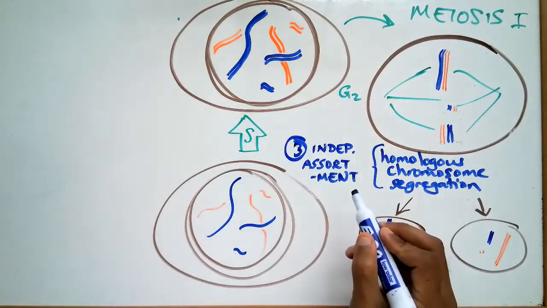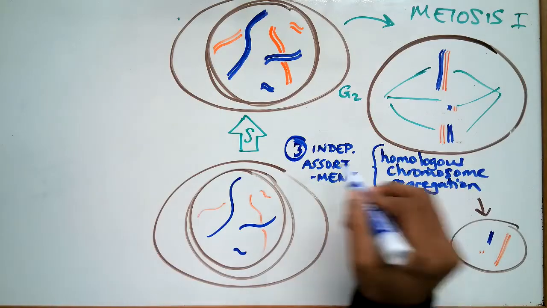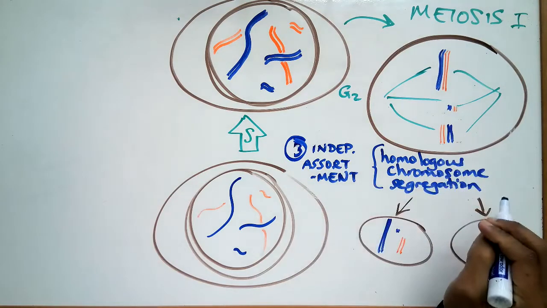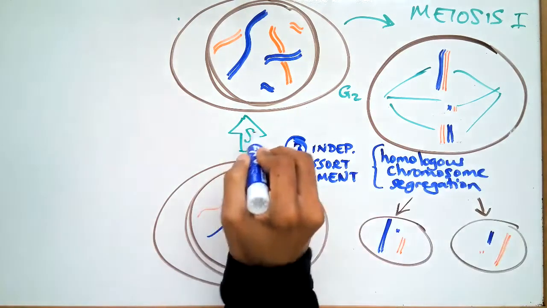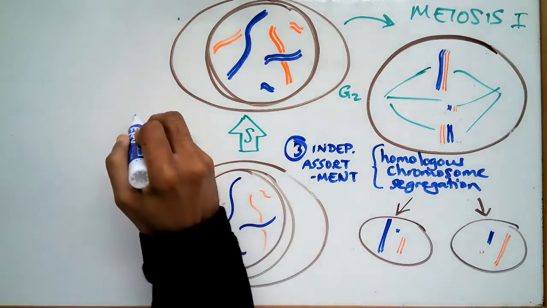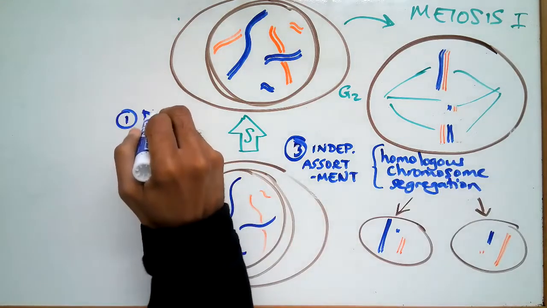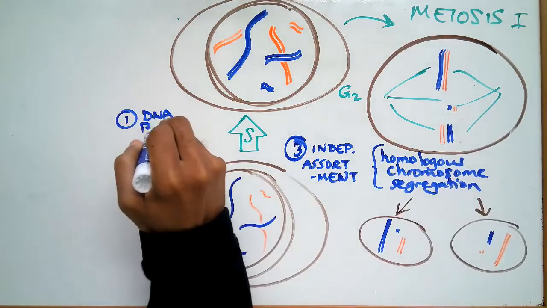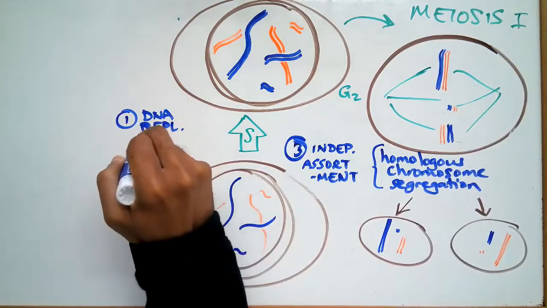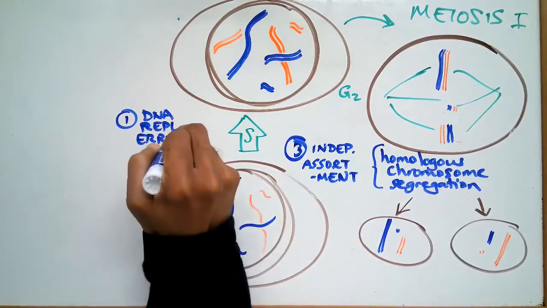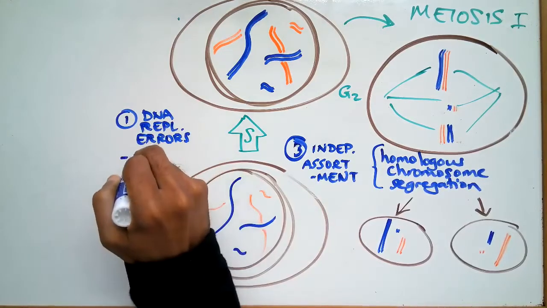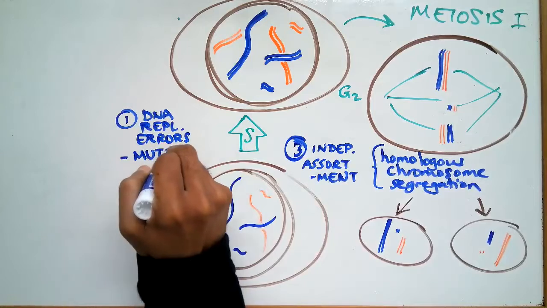Okay, where else do you get genetic diversity? So this is one of them, getting different combinations of chromosomes. All right. S phase itself, DNA replication can have errors. So DNA replication errors, also known as mutations, can lead to genetic diversity.